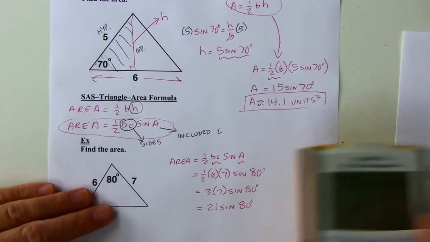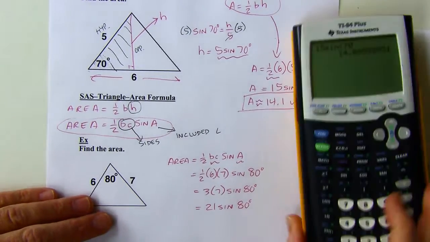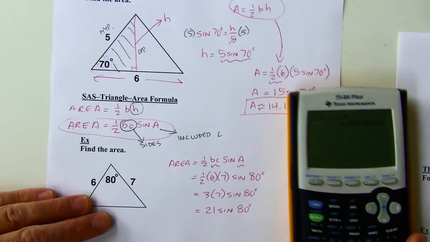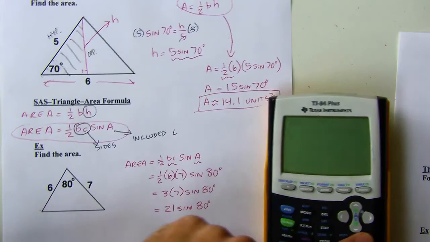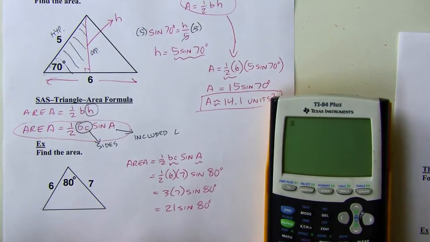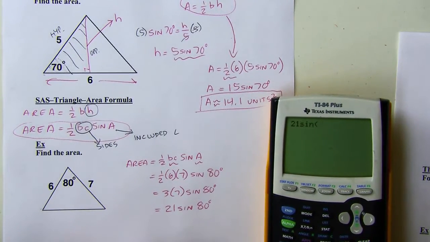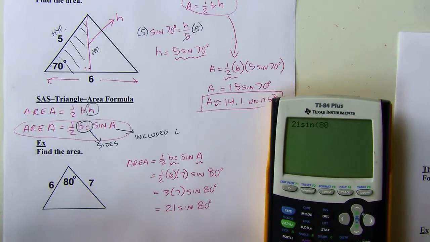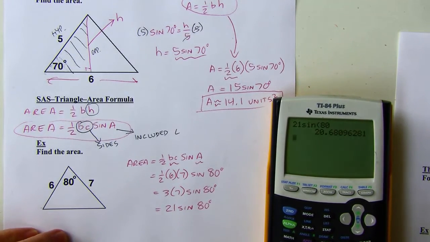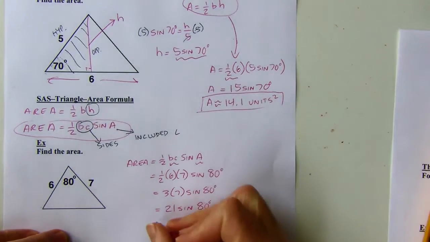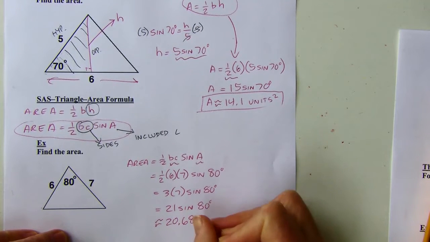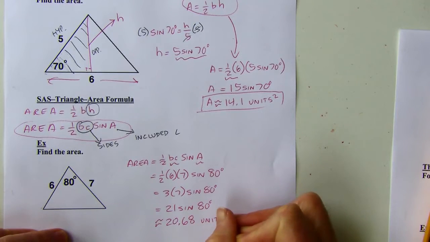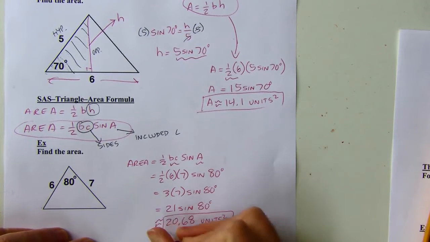And let's put that in the calculator. Got to get that right at the right angle so you can see it. Why do they make this so hard? Okay. So 21 sine of 80 degrees, and that's going to give me about 20.68. Okay, and again, if you don't know the units, you still should say that they're square units when we're dealing with area.